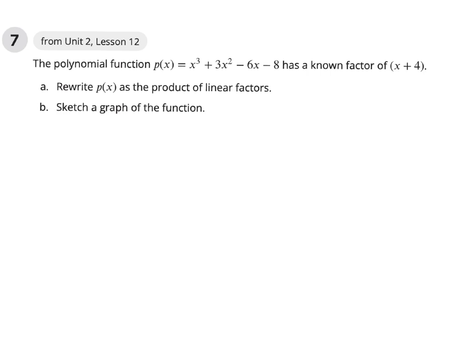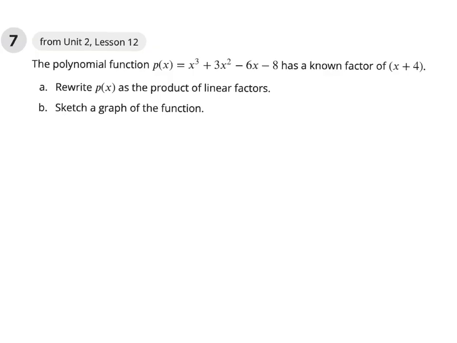Okay. The polynomial has a factor x plus 4. So we're going to write this as linear factors, which means we must do several steps. We must divide it, and then we must sketch the graph. So the standard form gives us our y-intercept. Our y-intercept is -8. So y equals -8, okay? When x is 0, y equals -8.